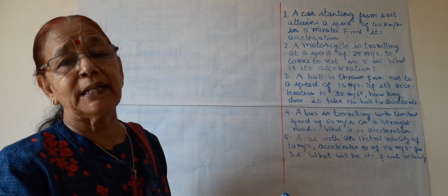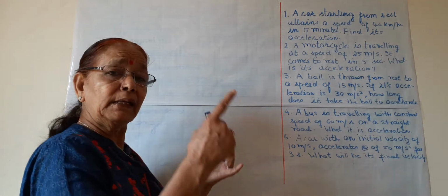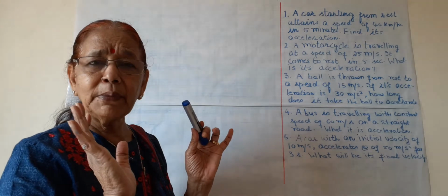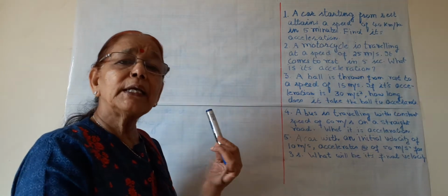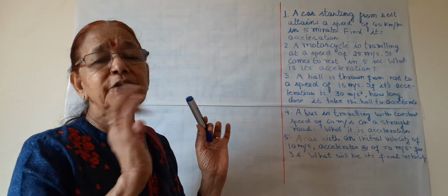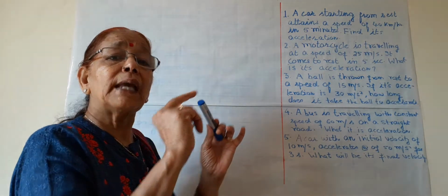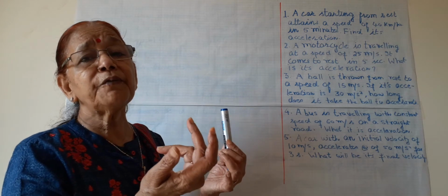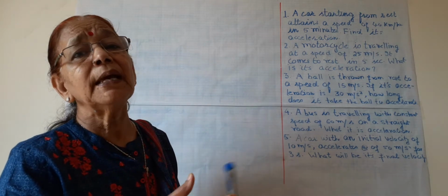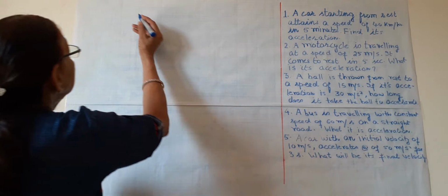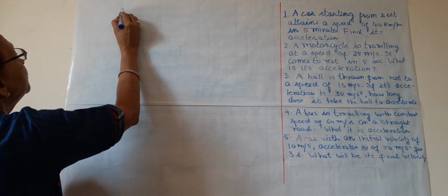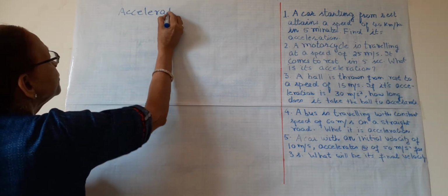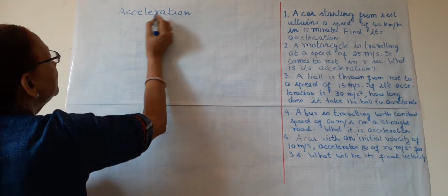This is acceleration. Again I am saying, what is speed? Distance upon time. You remember this. What is velocity? Speed with direction is velocity. Now what is acceleration? Rate of change of speed or change of speed per unit time is acceleration. Acceleration is a very important physical quantity. You remember the spelling also?